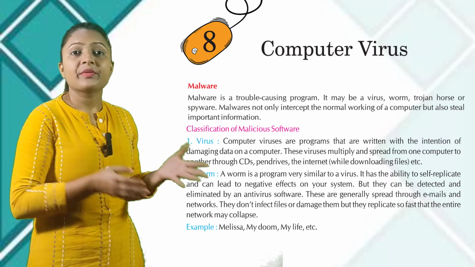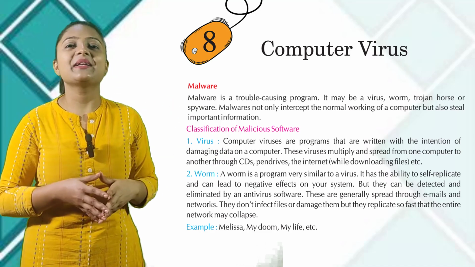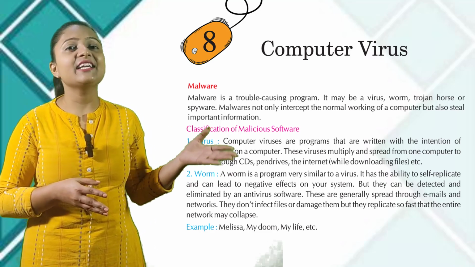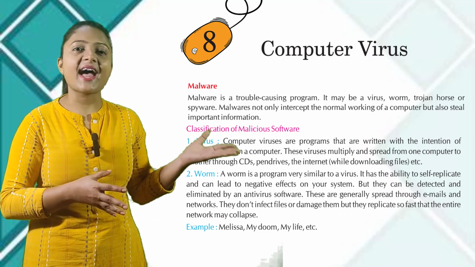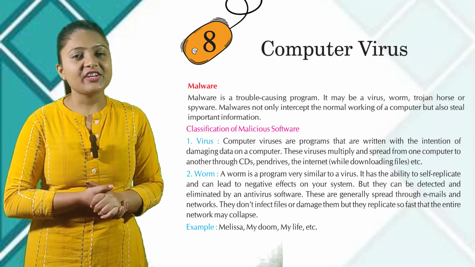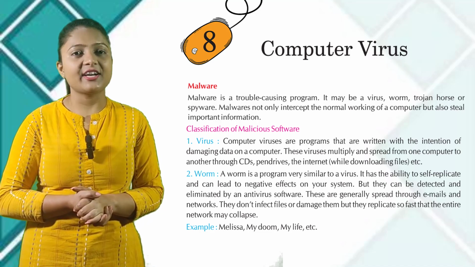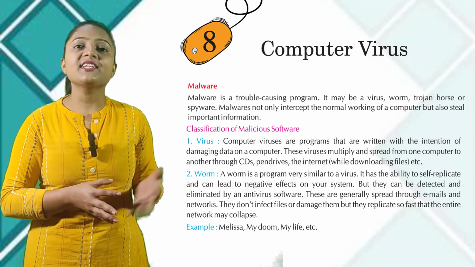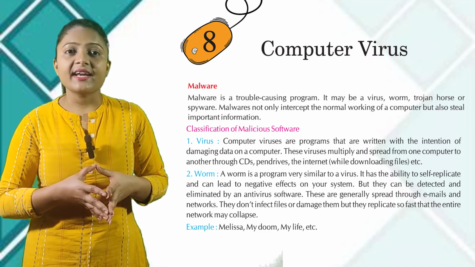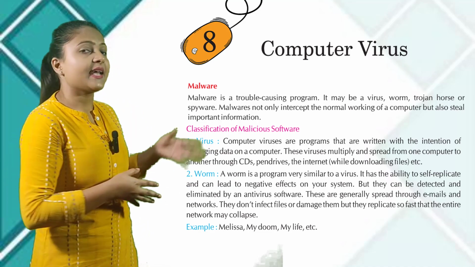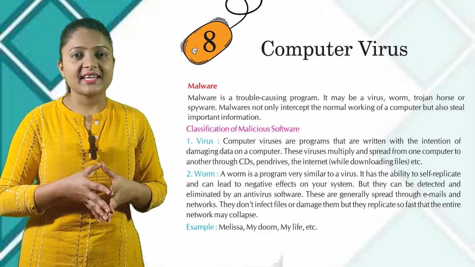Second, worm. A worm is a program very similar to a virus. It has the ability to self-replicate and can lead to negative effects on your system. But they can be detected and eliminated by antivirus software. These are generally spread through emails and networks. They don't infect files or damage them, but they replicate so fast that the entire network may collapse. Example: Melissa, MyDoom, MyLife, etc.